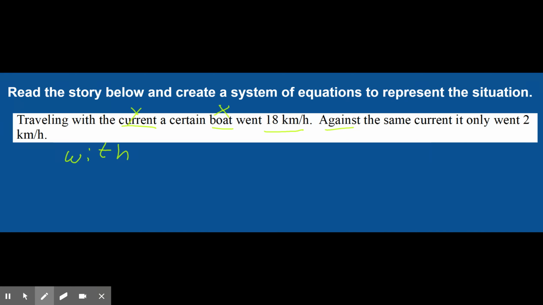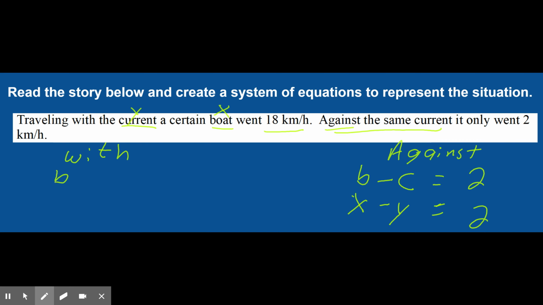Well, because when we go against the current, we're going to have to end up subtracting the current. So it would be X minus Y, the boat speed minus the current, would equal only 2 over here. So this is the against. And then we have with: the boat speed plus the current, and they were able to go much further. So that current's pretty strong.